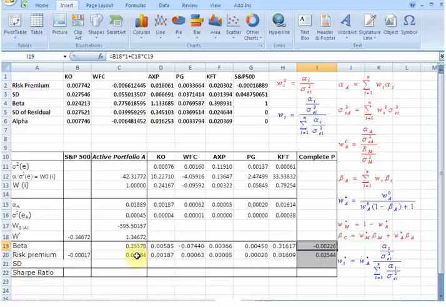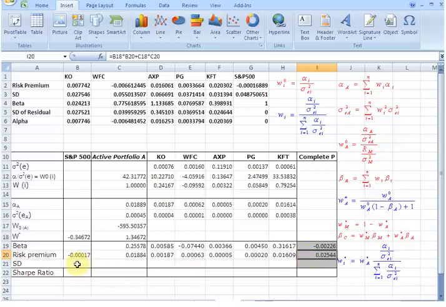We are already seeing an improvement, aren't we? The risk premium for the market is negative. The risk premium for the active portfolio is positive 1.88%, and the risk premium for the complete portfolio is even better, 2.544%. But this improvement has to be looked at in relation to the standard deviation.